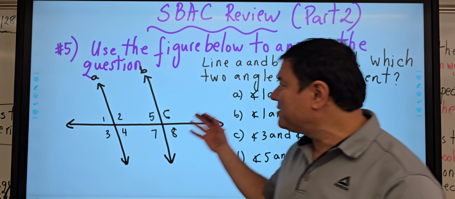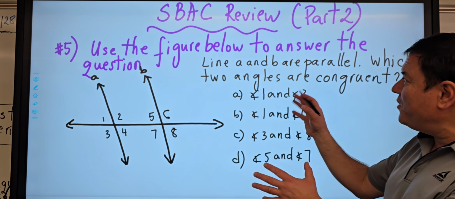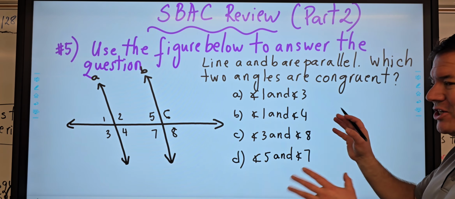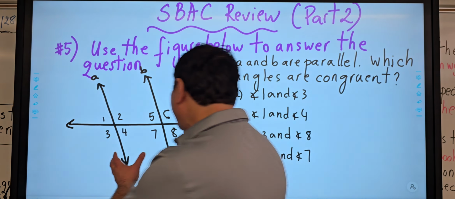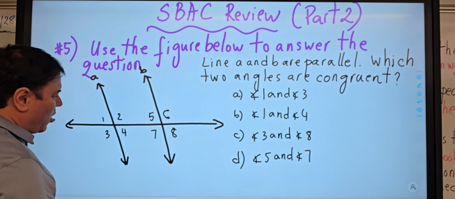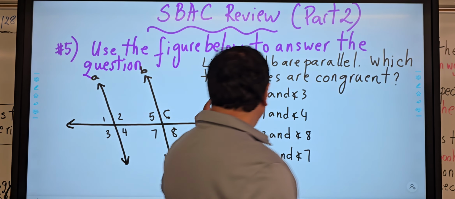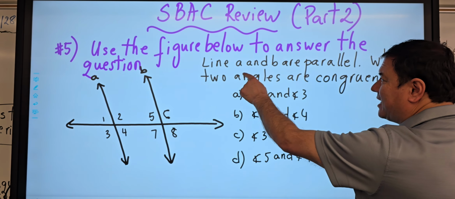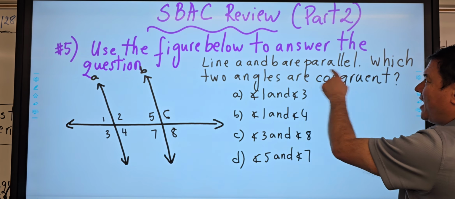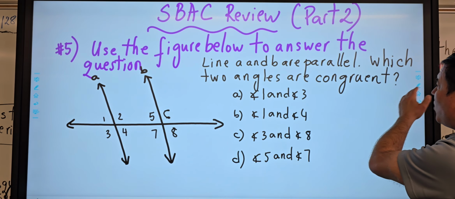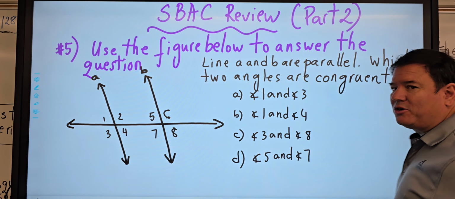Today we are going to continue with SBAC review part 2. Let's take a look at this problem here. Use the figure below to answer the question. In this figure we have two parallel lines crossed by a transversal. The problem is telling us that line A and line B are parallel, and the question is which two angles are congruent.